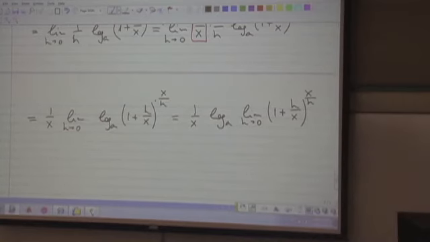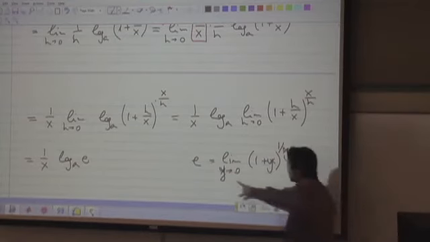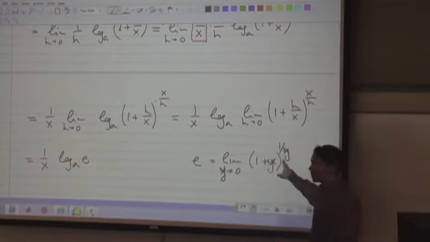E. Very good. That's a good guess, because that was the definition. The definition of e was the limit as x goes to 0 of 1 plus x to the 1 over x. Remember this? Let's make it simpler, clearer: the limit as y goes to 0 of 1 plus y to the 1 over y.